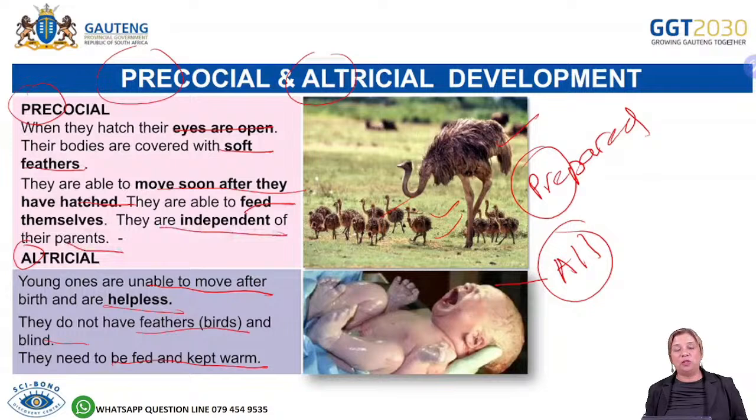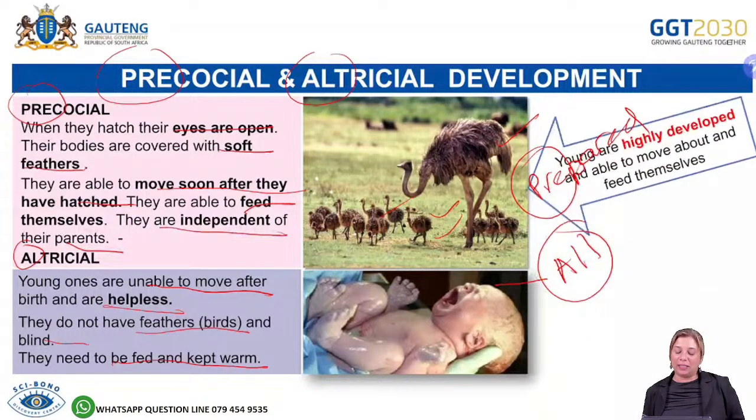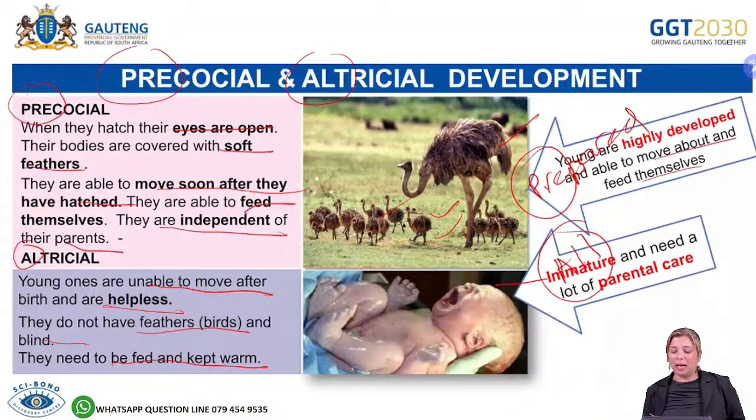Okay? Which you will be also one day. You'll be very independent. But for now, you need all the help you can get. Okay? So if we compare the two, we know that the young are highly developed in precocial and they're able to move about and feed themselves. In altricial, where they need all, they are immature and they need a lot of parental care.